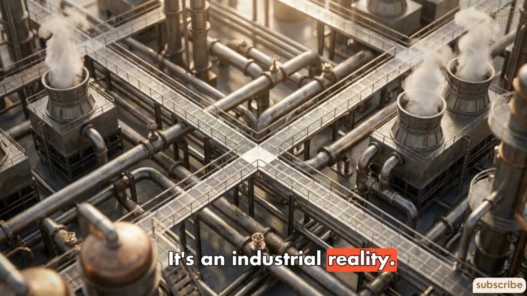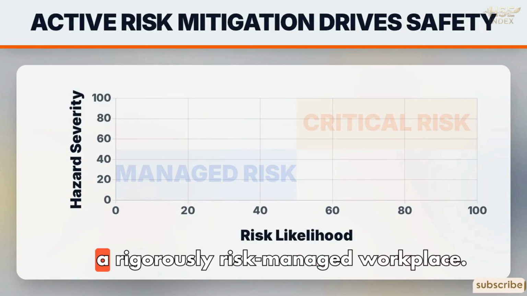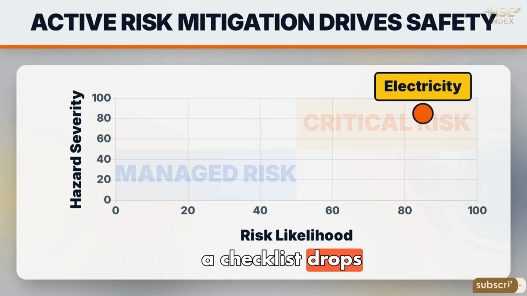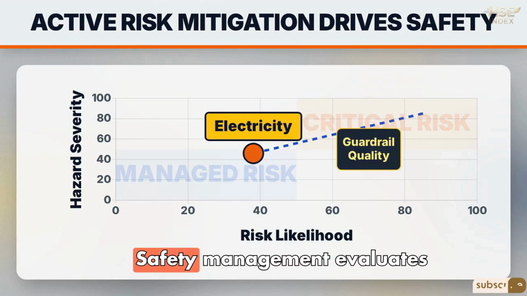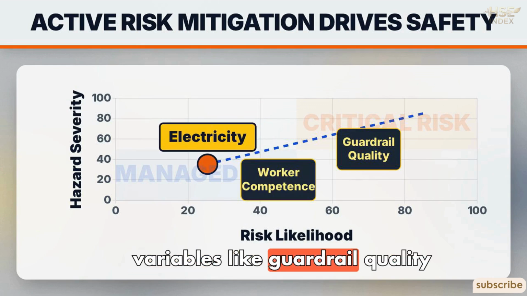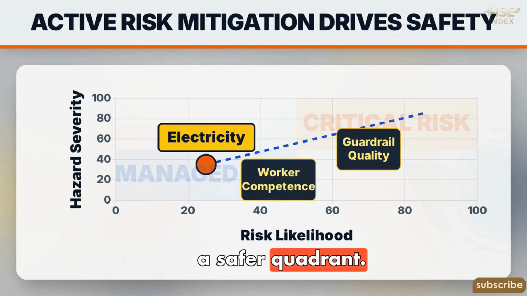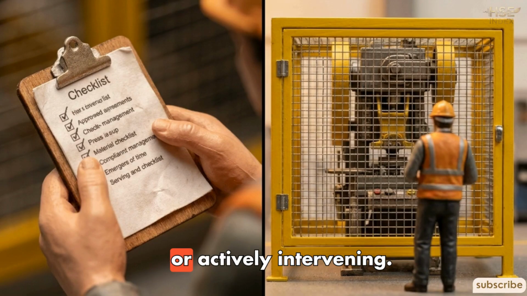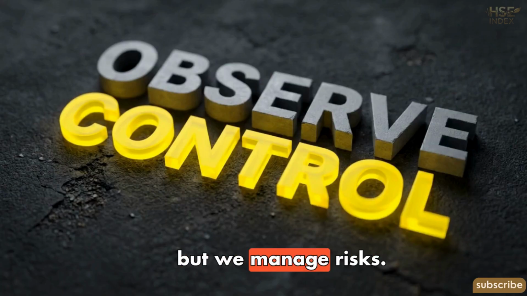It's an industrial reality that creating a completely hazard-free work environment is an impossible goal. This matrix shows the objective: cultivating a rigorously risk-managed workplace. Noting electricity on a checklist drops you in the high-severity, high-likelihood zone, leaving the site vulnerable. Safety management evaluates variables like guardrail quality and worker competence to move that probability into a safer quadrant. Organizations choose between superficially documenting dangers to fill out a checklist or actively intervening to control exposure. We identify hazards, but we manage risks.